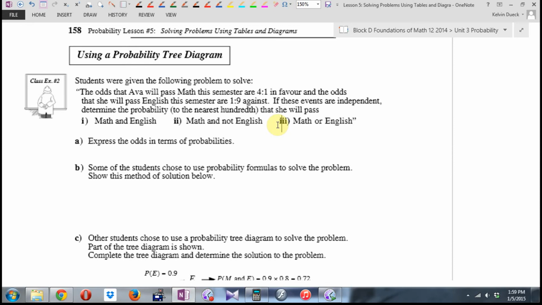Well, first thing I would do is express these in terms of probabilities. What's the probability that she passes math? If the odds are 4 to 1 in favor, how can I turn that into a probability of passing math? I'll give you a hint. 4 out of. What? No. Can't be 4 out of 1 because it can't have a probability bigger than 1, right? This is impossible. You're saying there's a 400% chance of it happening. That's nonsense.